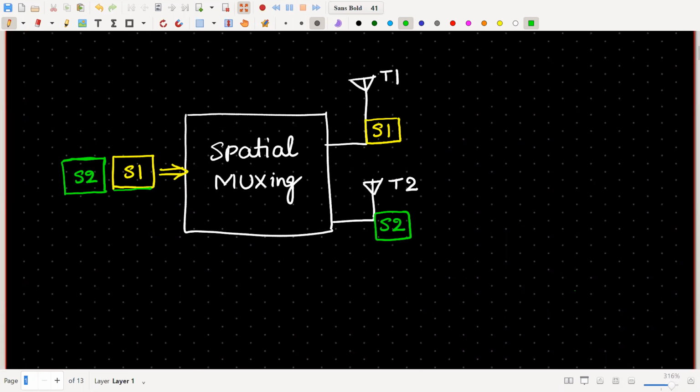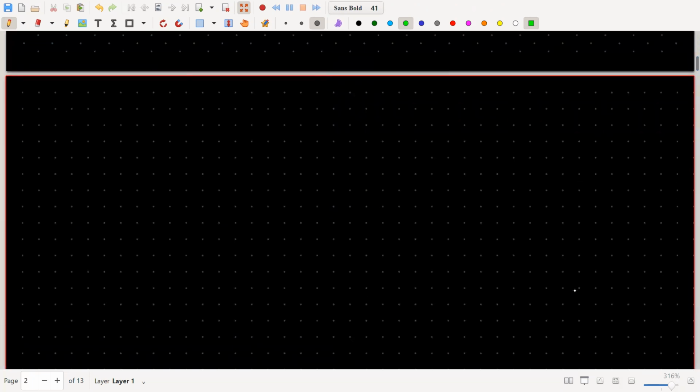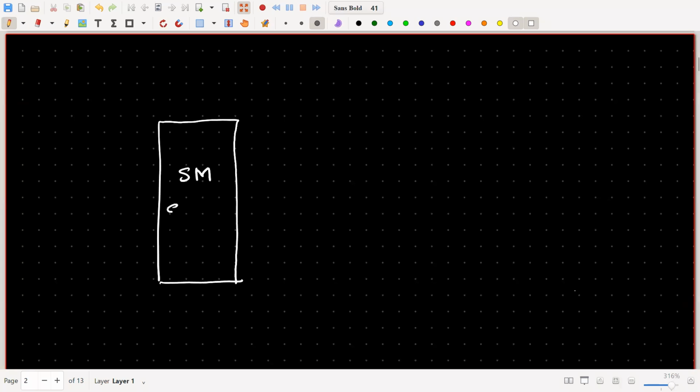Now let's make it a system. Let's take a schematic like this, and go into this system, the spatial multiplexing encoder.